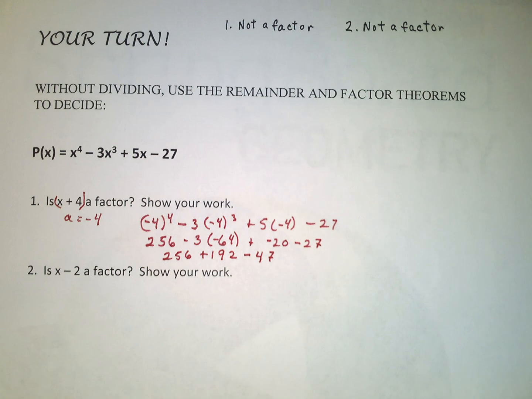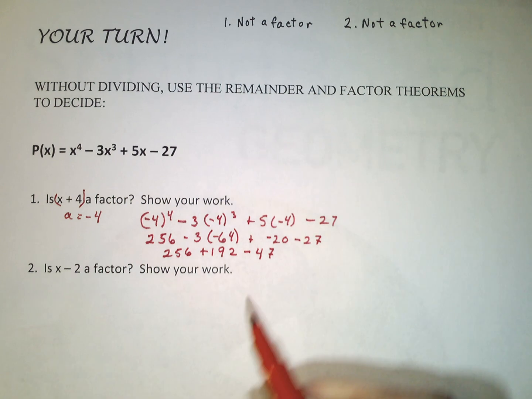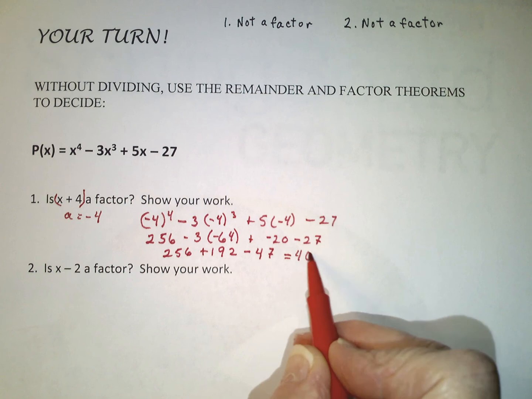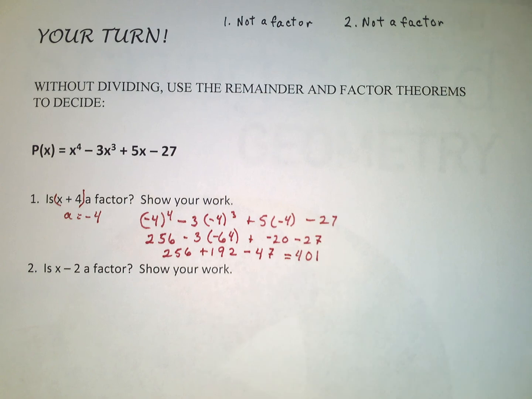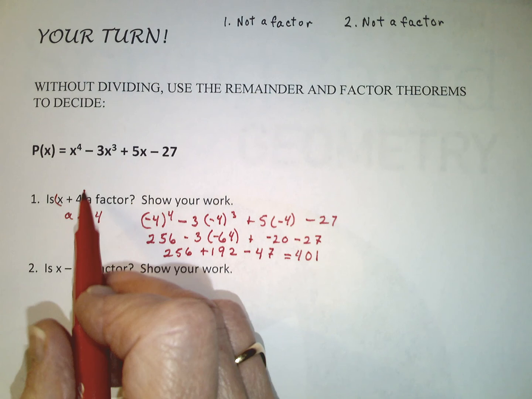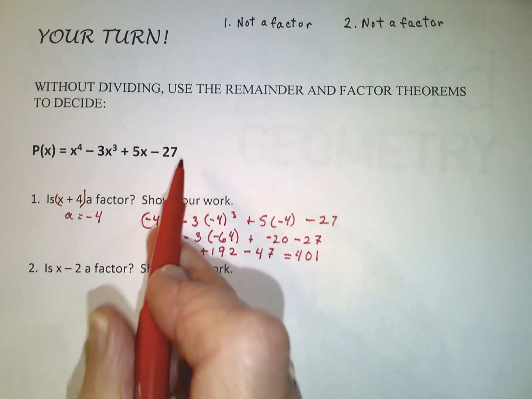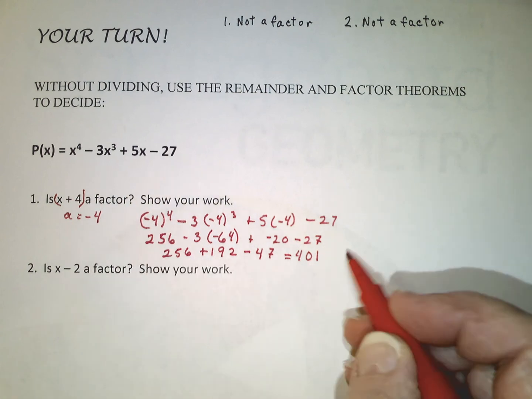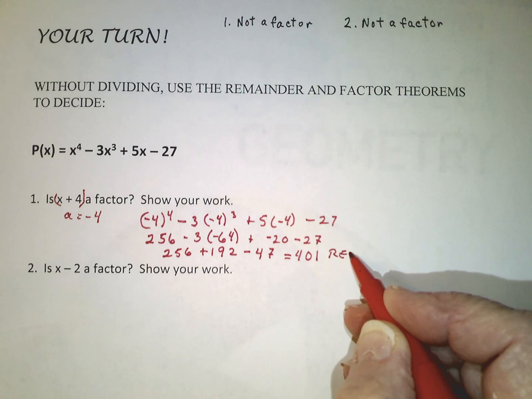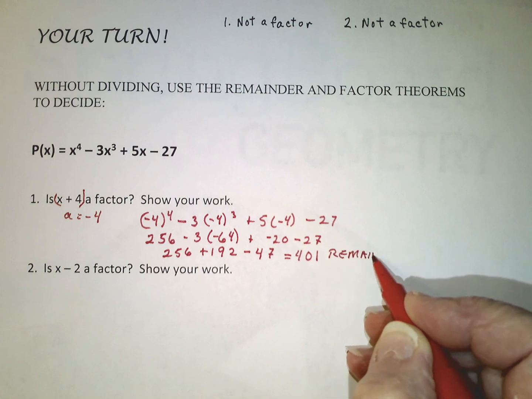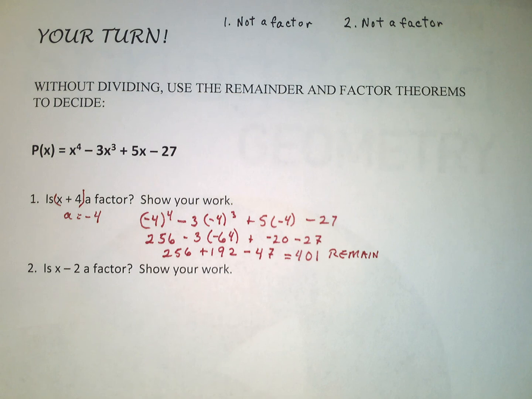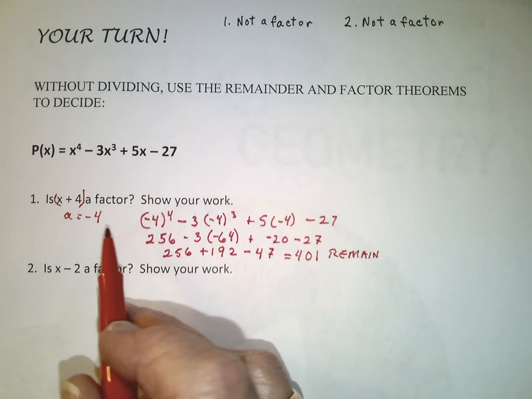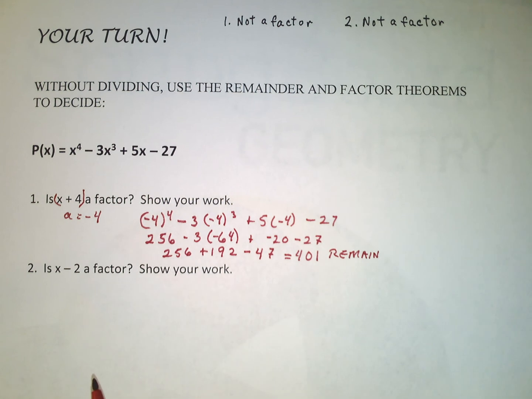Now you can tell by looking at it that that is not going to come out equal to 0. I believe it does, in fact, come out to 401. Which means if we had divided this into that the long way, there would have been a remainder of 401. Definitely not coming out evenly. X plus 4 is not a factor.